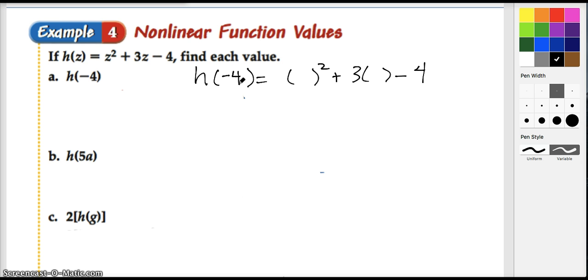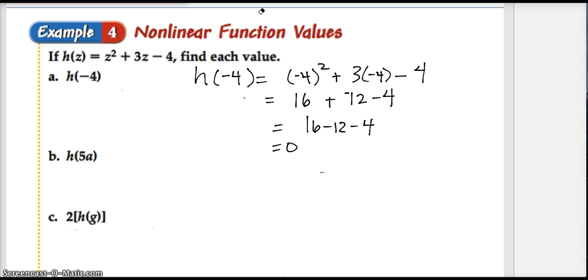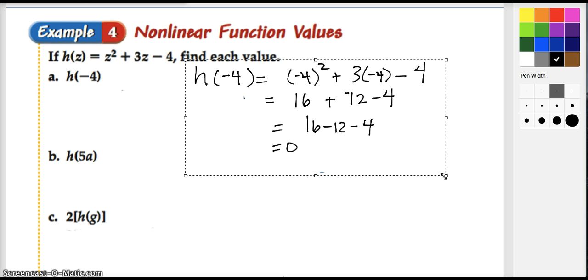When I plug that negative 4 in there, I get an expression that I can actually deal with. So negative 4 quantity squared means negative 4 times negative 4, which is a positive 16, plus 3 times negative 4, which is a negative 12, minus 4. So this is basically 16 minus 12 minus 4, and I'm hoping that this makes sense to you. 16 minus 12 is 4, 4 minus 4 is 0, so the final answer here is 0. So when I am evaluating h of negative 4, I ultimately get 0.